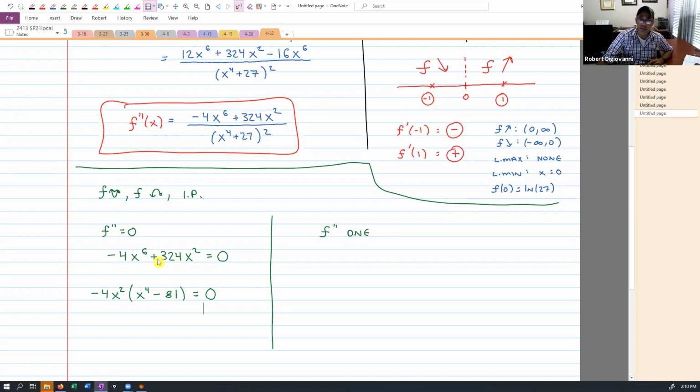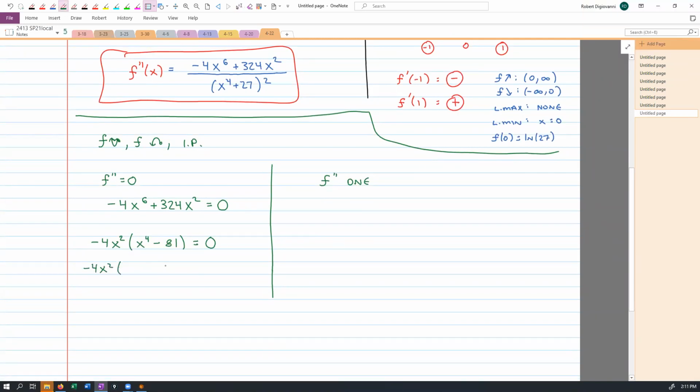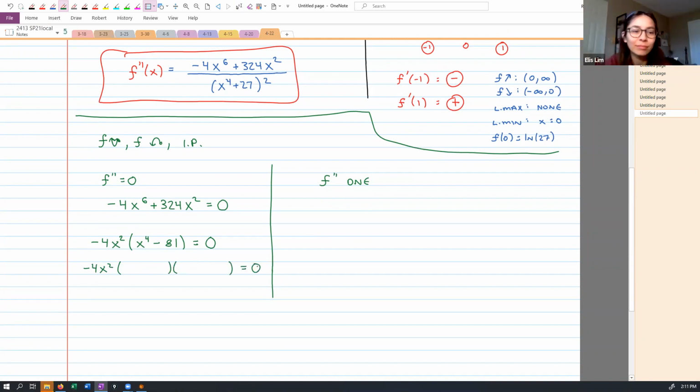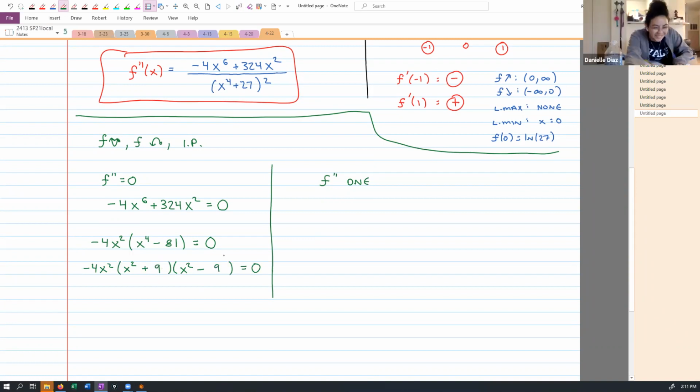Y'all following me? Yeah. Now, does anyone see what this is? Drum roll. It factors out. The difference of squares. You have x to the 4th, so it's x squared plus 81, x squared minus 81. Oh, sorry, not 81, 9. I apologize. 9, 9.